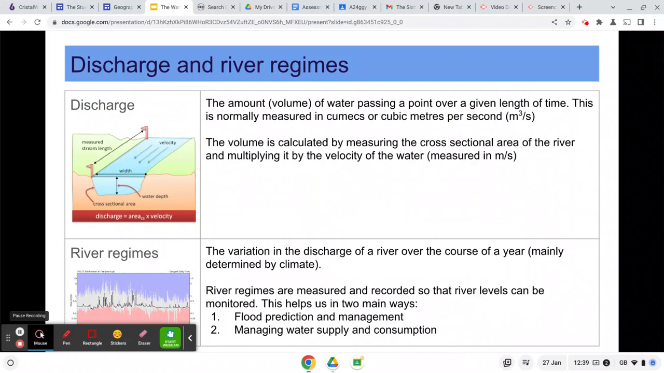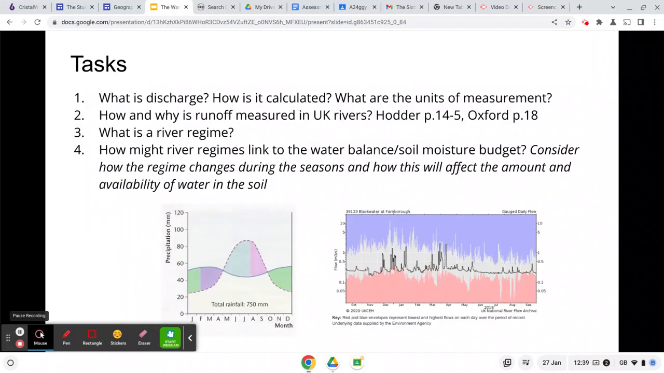You are now going to look at discharge and river regimes. Read the definitions and then answer the questions on the next slide. These are the questions that you need to answer, using Hodder and Oxford to help you.